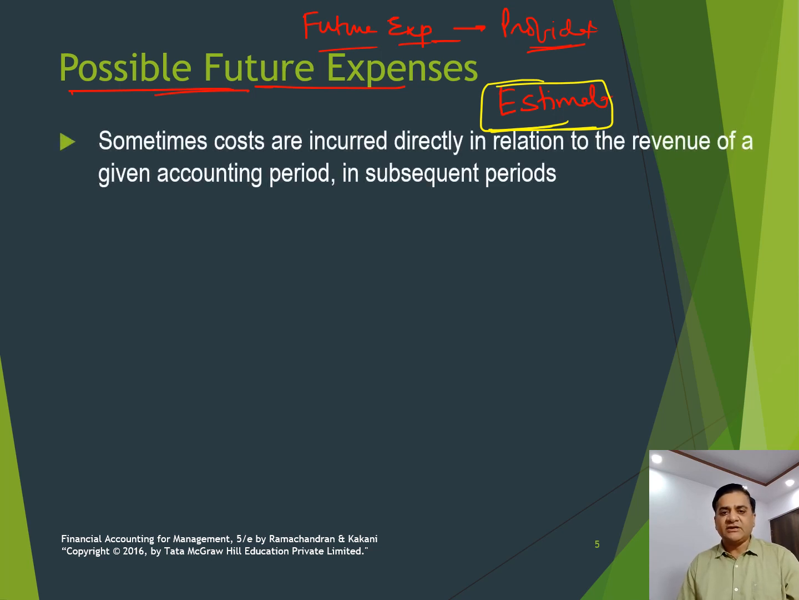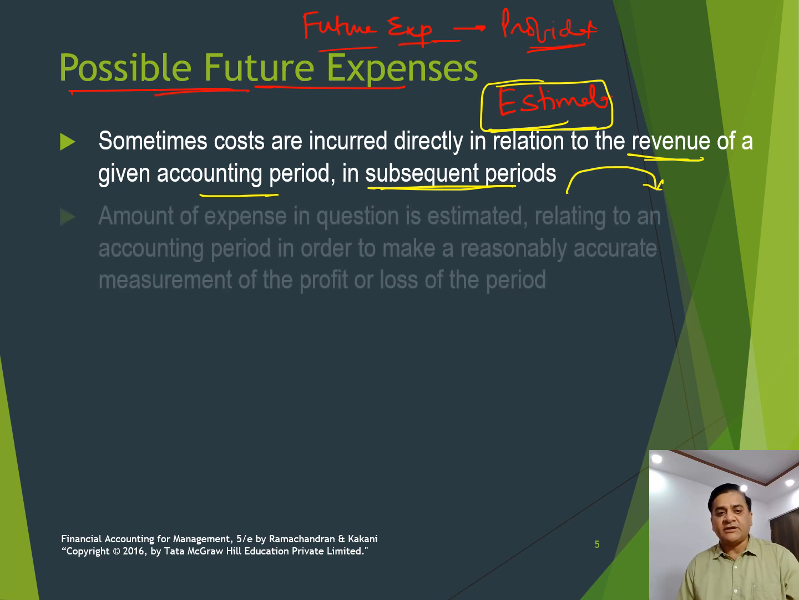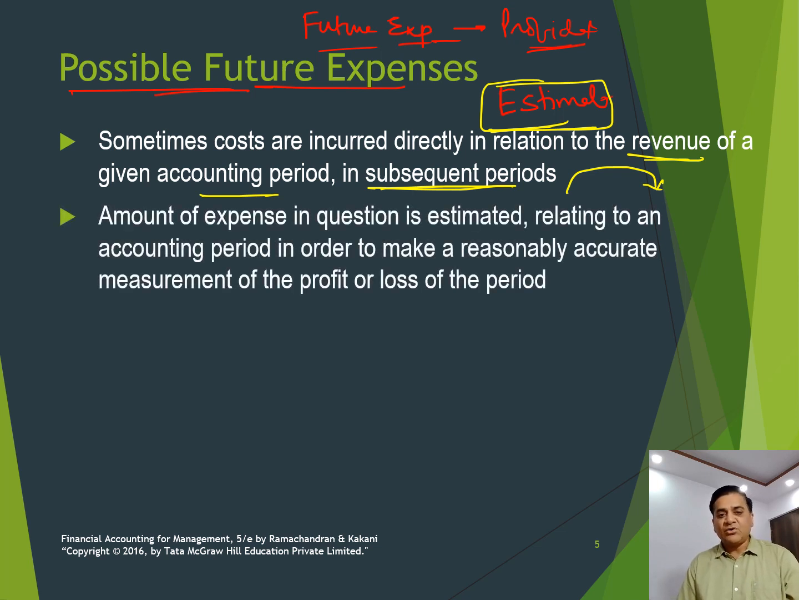Sometimes the costs are incurred directly in relation to the revenue of a given accounting period in the subsequent period. The revenue is for this period, but the expenses may come to us in the coming time or in the subsequent period. So the amount of such expense, since it is related to the future, we need to estimate them relating to an accounting period in order to make a reasonably accurate measurement.